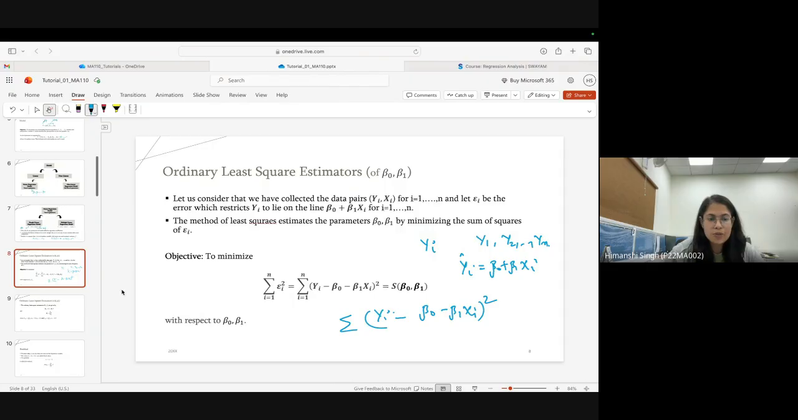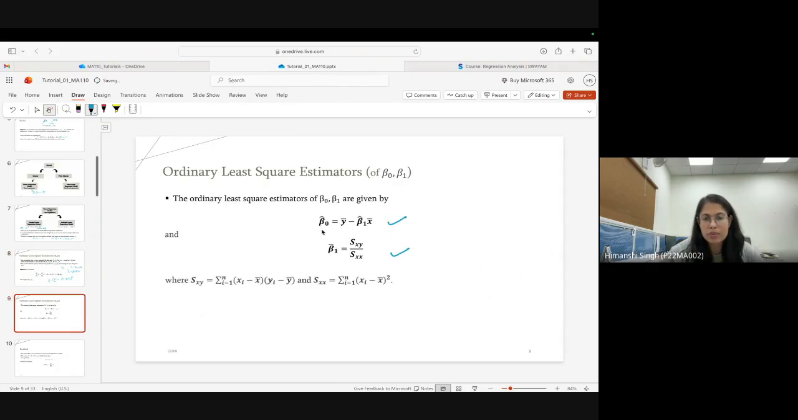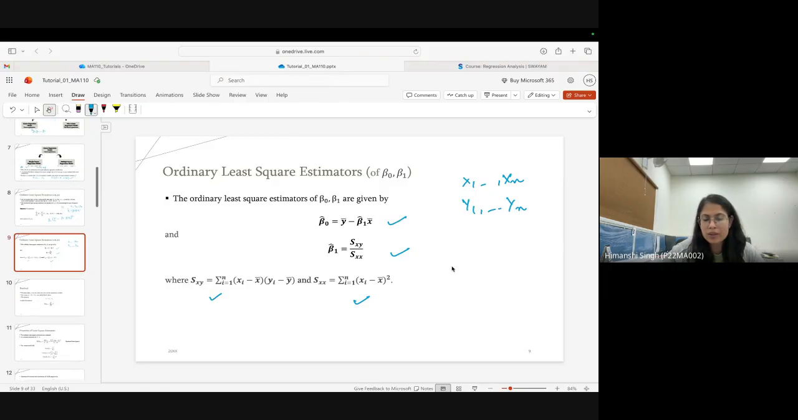By doing that process, we get the estimators: beta naught hat is y bar minus beta 1 hat x bar, and beta 1 hat is sxy divided by sxx, where sxy and sxx are as shown, and x bar and y bar are just the averages of the xi's and yi's. I have data x1 till xn and y1 till yn, so I can find y bar, x bar, and these terms. I will put the values here and get the estimates of beta naught and beta 1. Then the equation of the line is y equals beta naught hat plus beta 1 hat x. Whatever the estimates are, I will put them here, and that will be our regression line which fits the data.